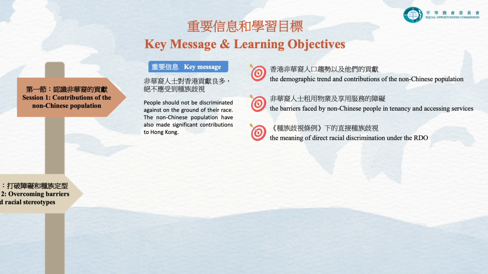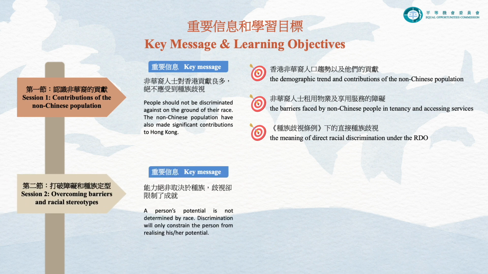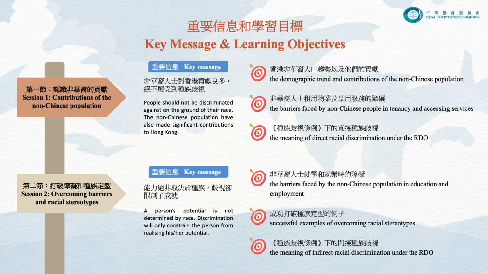The second session aims to let students understand the barriers in employment and racial stereotypes faced by the non-Chinese population through playing an online game and the introductory activity. They will also learn about the common barriers and indirect racial discrimination faced by non-Chinese people in applying for admission to schools through watching the tutorial video.